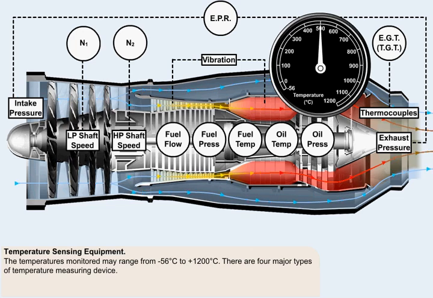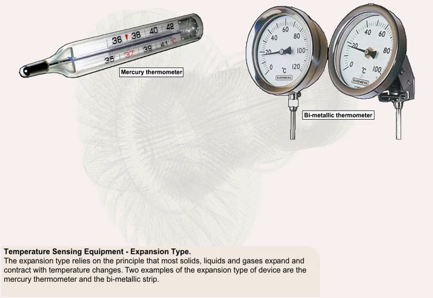There are four major types of temperature measuring device. They are the expansion type, which relies on the principle that most solids, liquids, and gases expand and contract with temperature changes. Two examples of the expansion type of device are the mercury thermometer and the bimetallic strip.